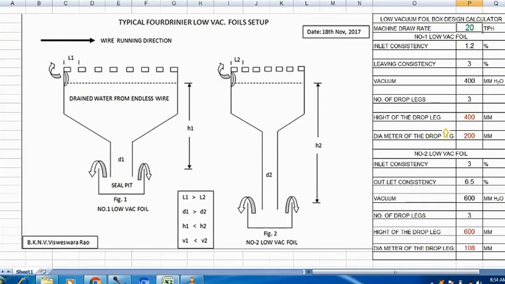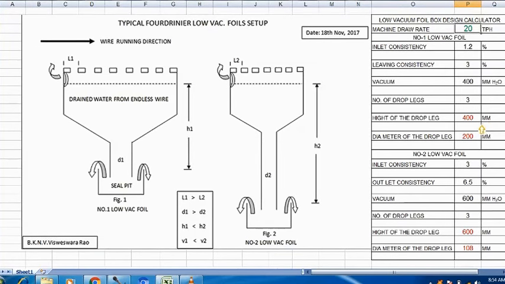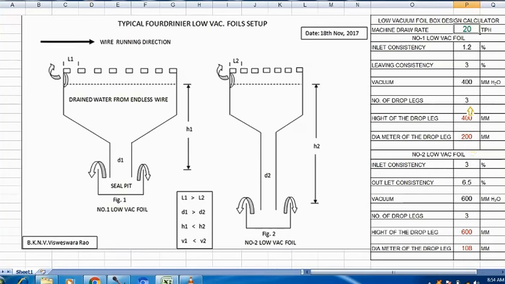Number of droplegs 3. And height of the dropleg, because it is a water column, so 400 is the height. The draining water itself forms a column, so 400 height is enough. And the diameter of the dropleg is calculated as 200 for number 3. For 3 droplegs, 200 diameter is required to drain the water which is collected from 1.2 consistency to 3% at a 20 ton draw rate.